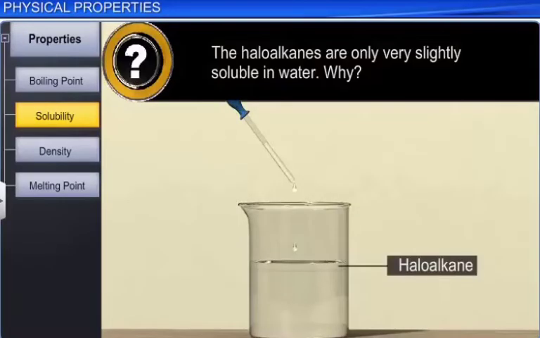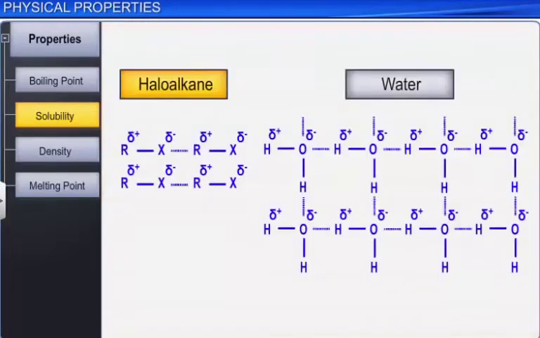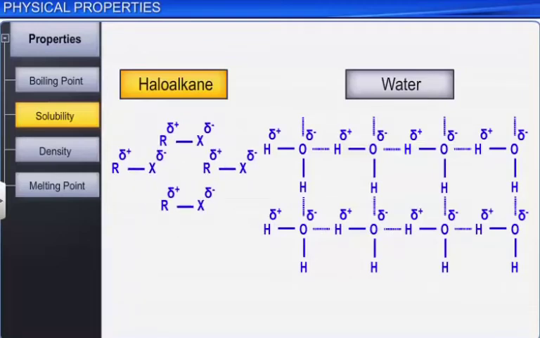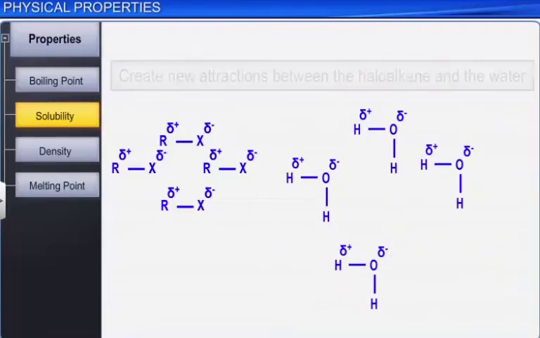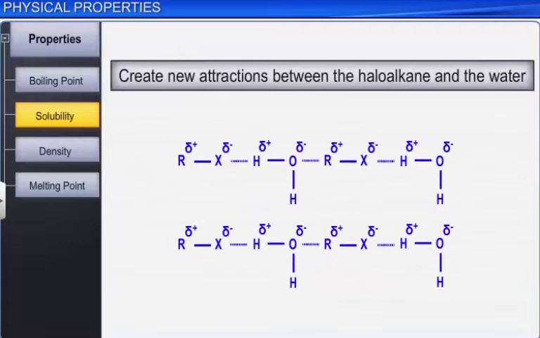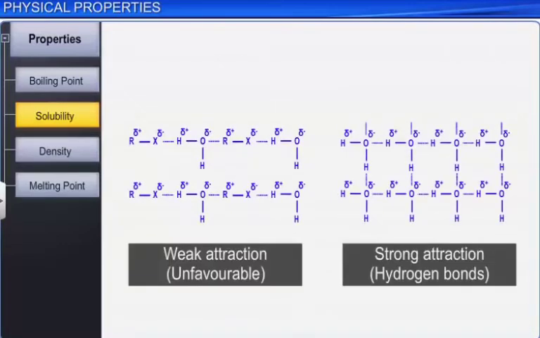The haloalkanes are only very slightly soluble in water. Why? For a haloalkane to dissolve in water, energy is required to break the attraction between the haloalkane molecules and the hydrogen bonds between the water molecules. As new attractions between the haloalkane and water aren't nearly as strong as the original hydrogen bonds in water, less energy is released during this process. Thus, haloalkanes are sparingly soluble in water.